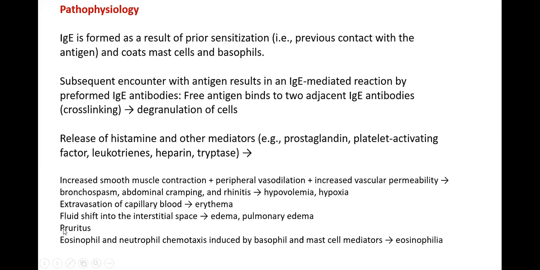Pruritus in medical terminology is nothing but an urge to itch. For example, if a mosquito bites, you get a bump and you cannot resist, you need to keep itching it. Like that, when an immunological reaction happens, you get a lot of itches on the body. Pruritus is itching or the urge to itch. And eosinophilia is a condition where eosinophils are kind of malfunctioning. That's one more condition. So these conditions may be common to most allergic reactions. Make a note of it.